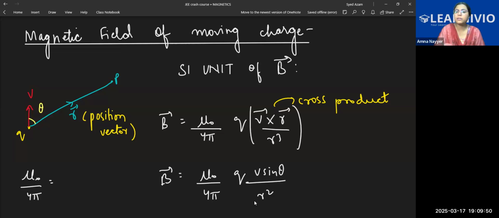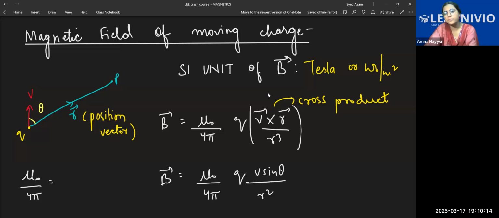Now, Meera, you tell me what's the SI unit of magnetic field? Tesla. Okay, it is Tesla, or it is also Weber per meter square, because of magnetic flux, this is also used. And Upasana, you tell me what's the value of mu naught by 4 pi? 10 raised to minus 7. Yes, 10 to the power minus 7. So this is the basic part which you already know. From here, just write down these two formulas. That's it. The rest you all know.